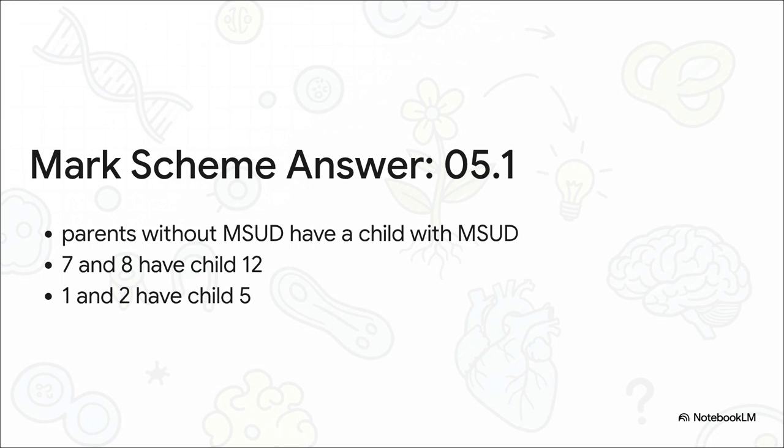Now, to make sure you bag that mark, you just have to state that observation clearly. The official mark scheme says you can give a general answer, like unaffected parents have an affected child. But honestly, it's always better to be specific. Pointing out that 7 and 8 have child 12, or even 1 and 2 have child 5 is a guaranteed point.